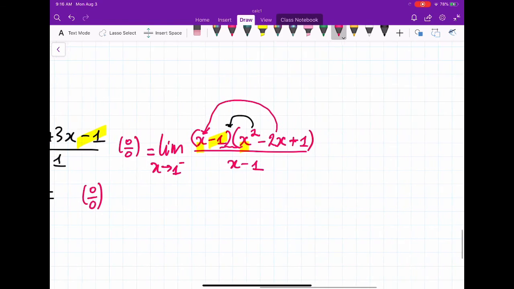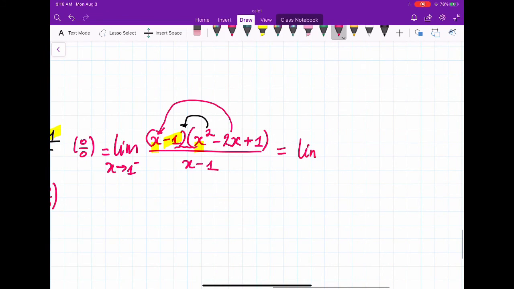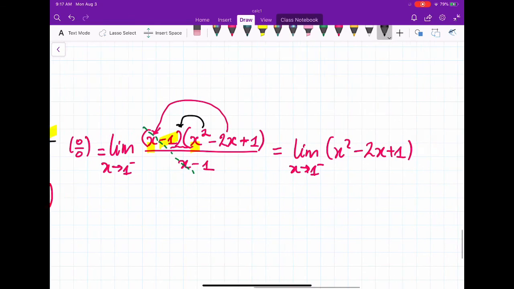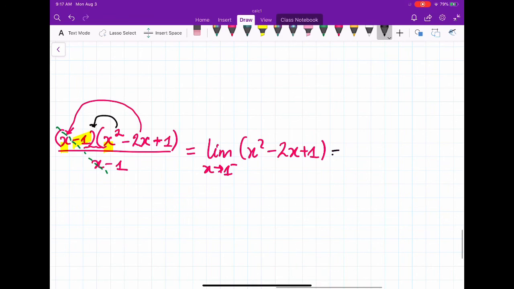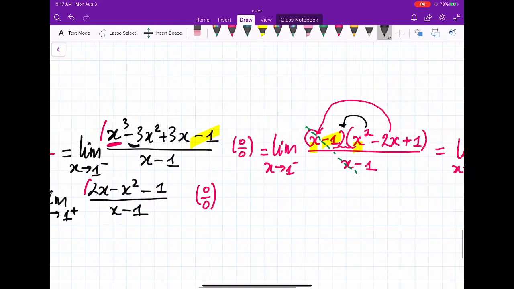Okay? So this is equal to the limit of x squared minus 2x plus 1 when x approaches 1 from the left, because I already simplified x minus 1 with x minus 1. And now I just plug 1 into this function. I get 1 minus 2 plus 1, which is 0. Okay, perfect. That is my left limit.